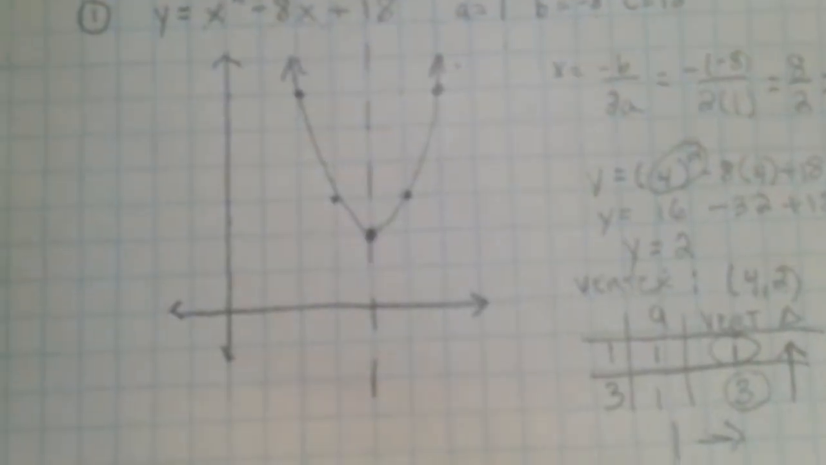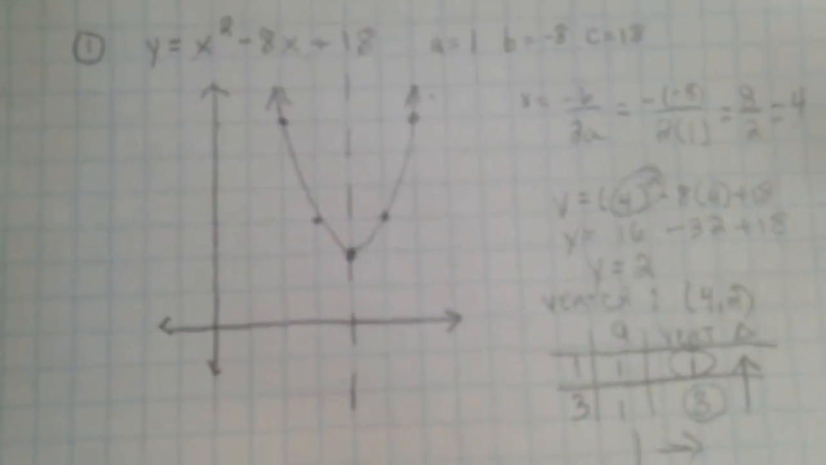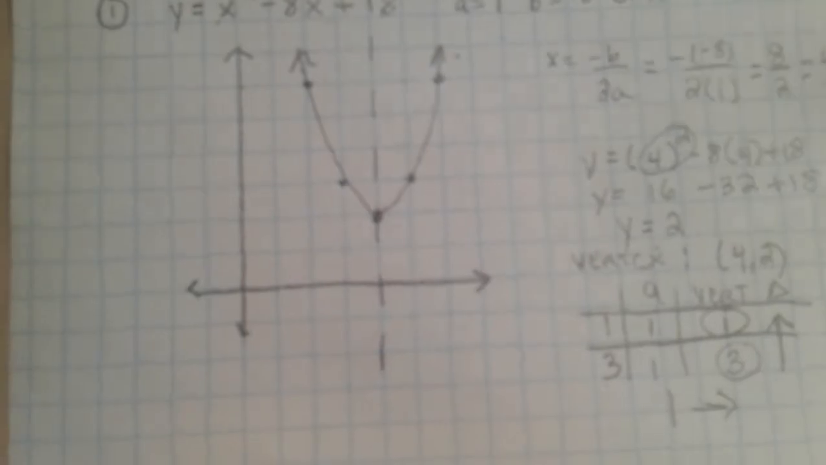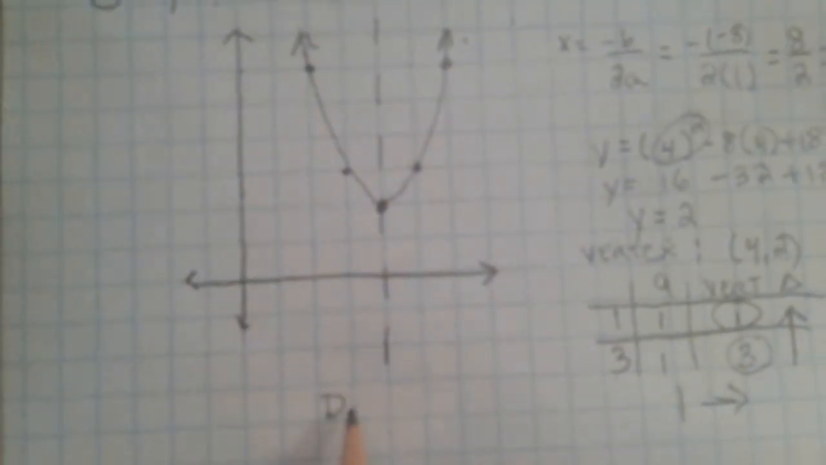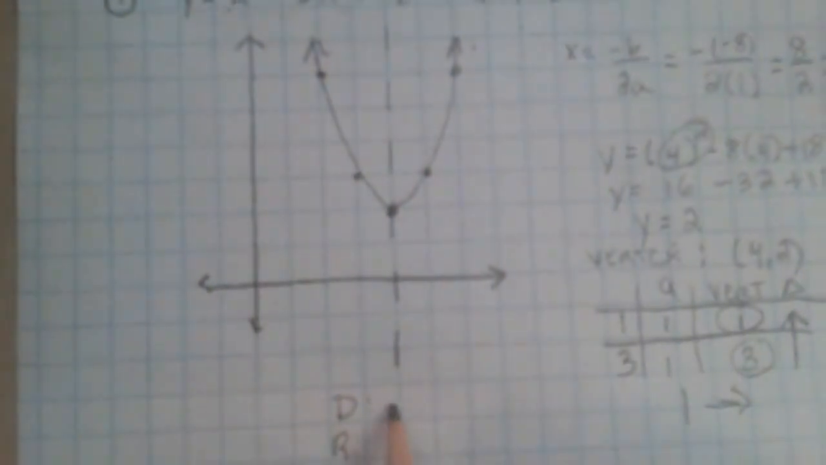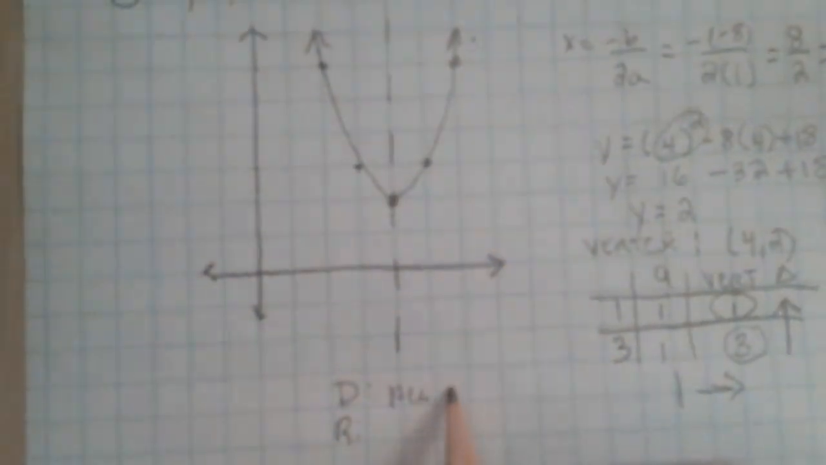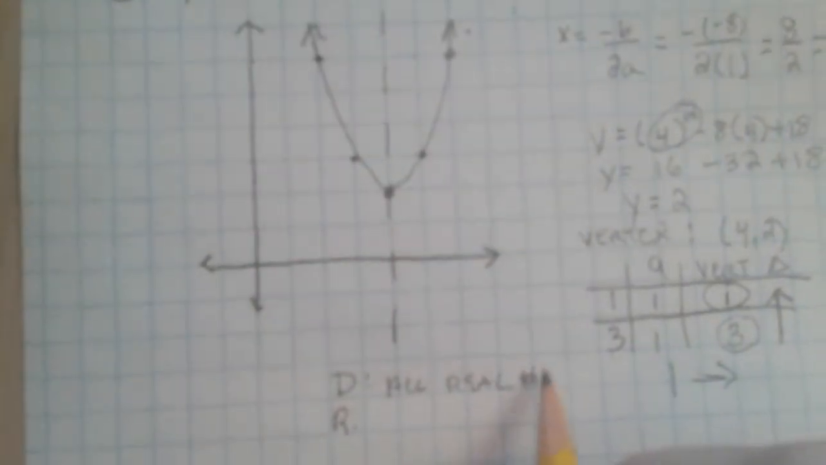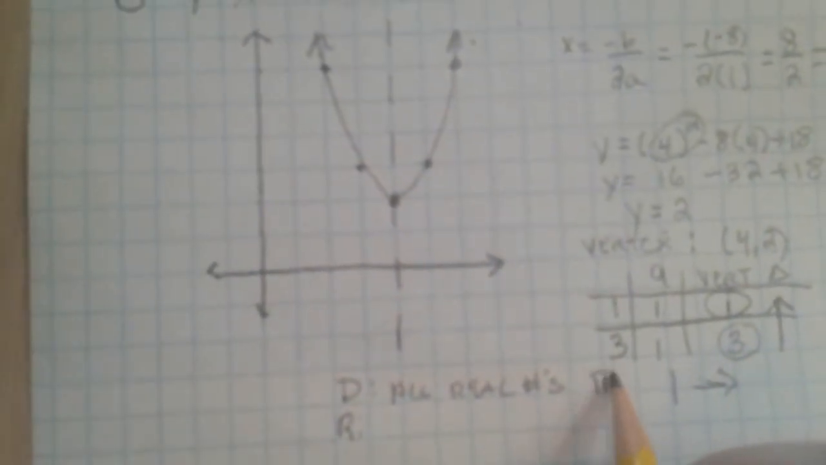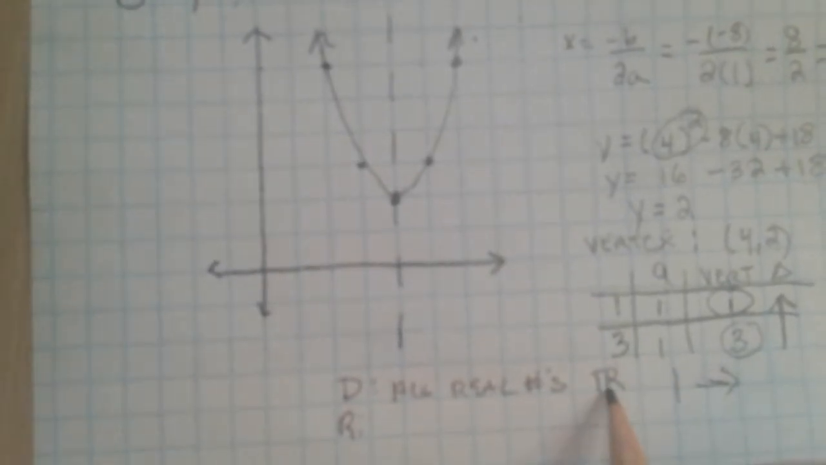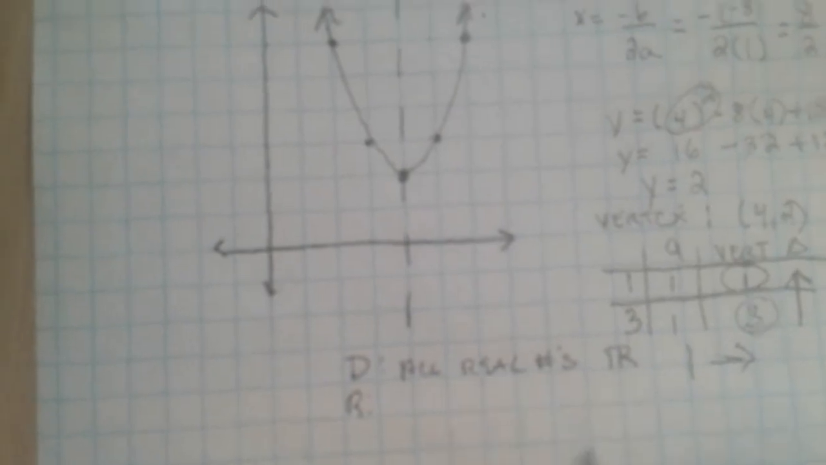Okay, last thing we're going to do, and I'm sorry about the shaky camera, it's tough to do this. Last thing I'm going to do is state the domain and the range. The domain is always all real numbers. There is that symbol. It looks like a capital R with two vertical bars. That means all real numbers. You can use this symbol instead of writing it out.